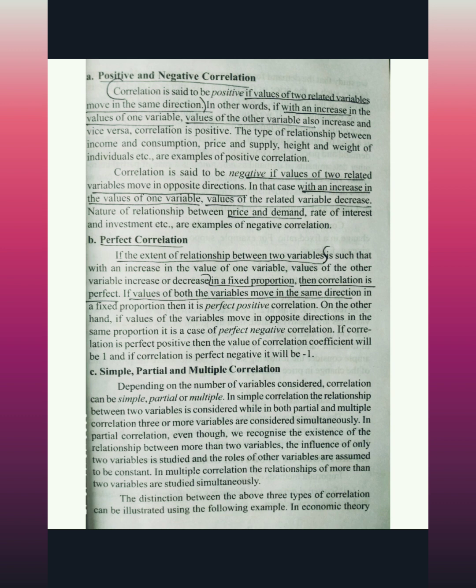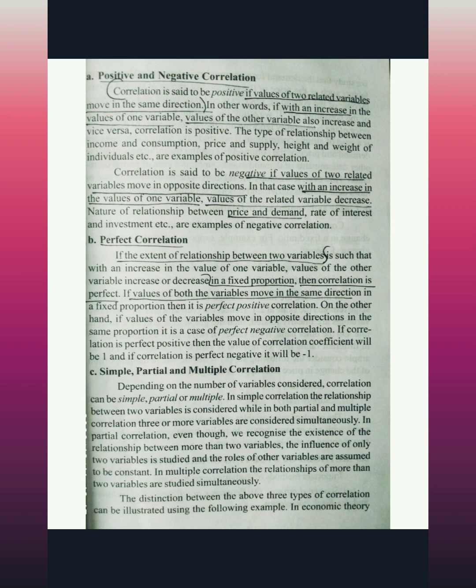So in the case of partial correlation, we recognize the existence of a relationship between more than two variables, and the influence of only two variables is studied, while the other variable is held constant. We can assume that the third variable is constant.